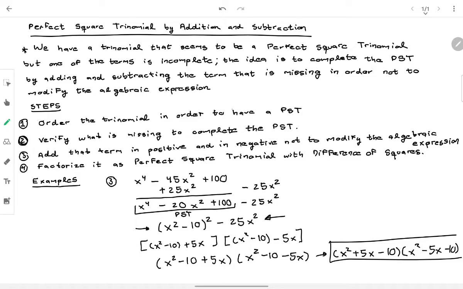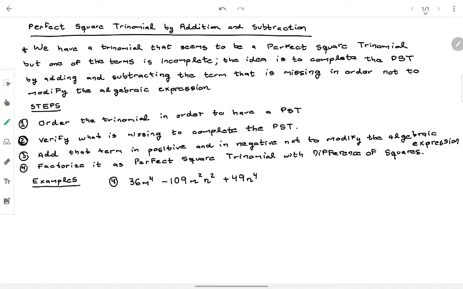So as I was telling you in the last exercises, it's not difficult. We only add what we need to have a perfect square trinomial, but we need to add them or also subtract them, not to modify what we have in the original problem. Then we will factorize it as a perfect square trinomial, and we will have a difference of squares here, and then we will have our answer. So let's see another example.